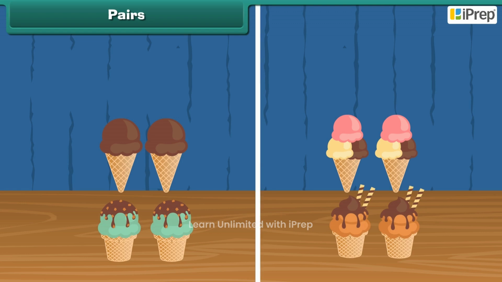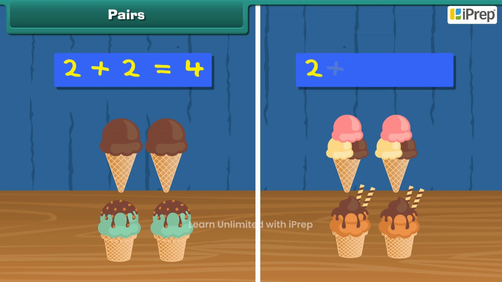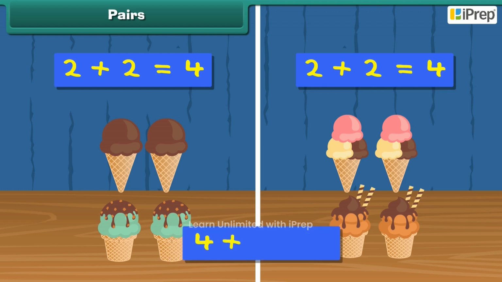There are 2 pairs of ice creams in both the rows. So, in the first row, 2 plus 2 equals 4 ice creams. Also in the second row, 2 plus 2 equals 4 ice creams. So, there are 4 plus 4 equals 8 ice creams on the screen.